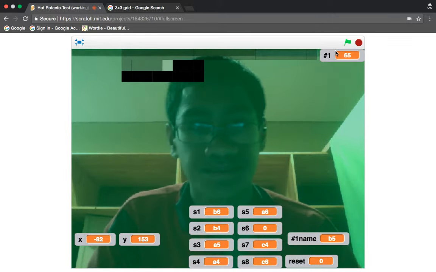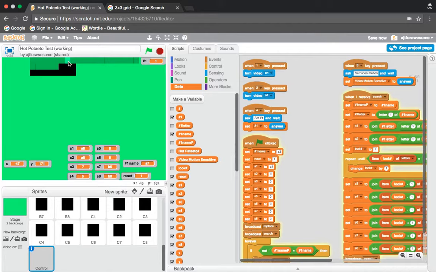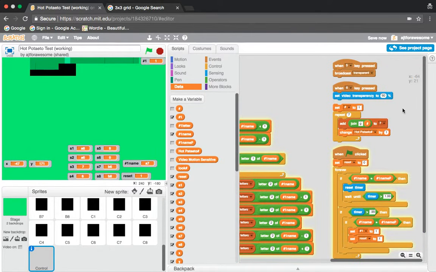or is the one which is activated at the moment. See, this one is a 7. Yeah, I think that's it.